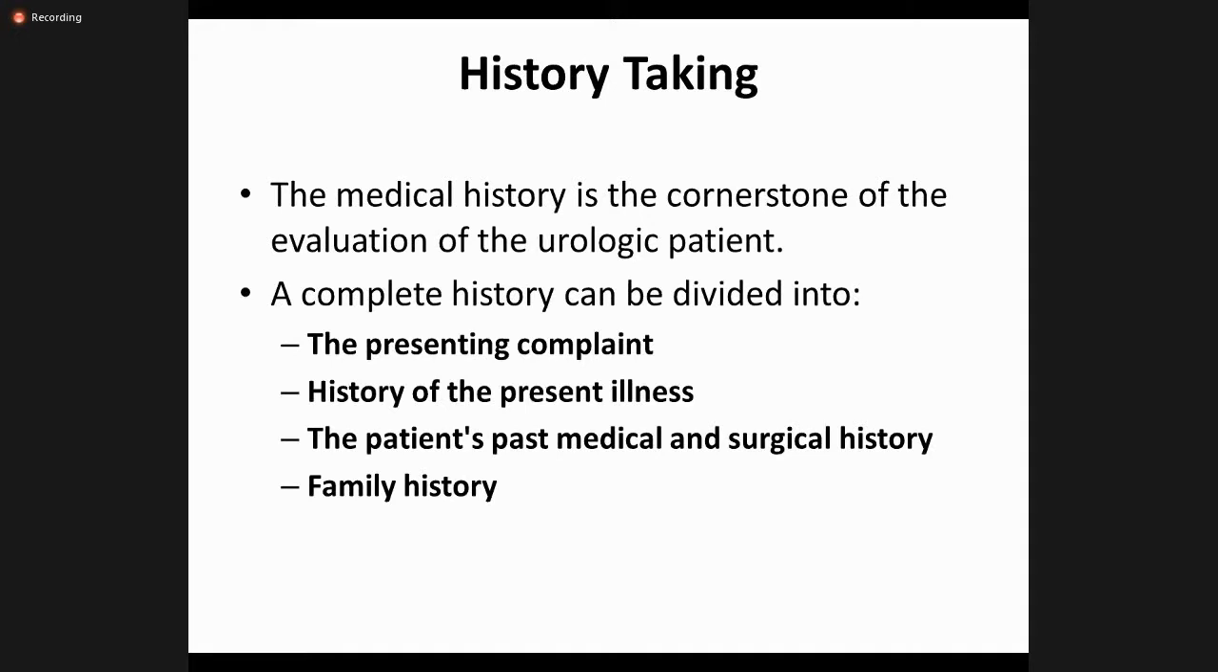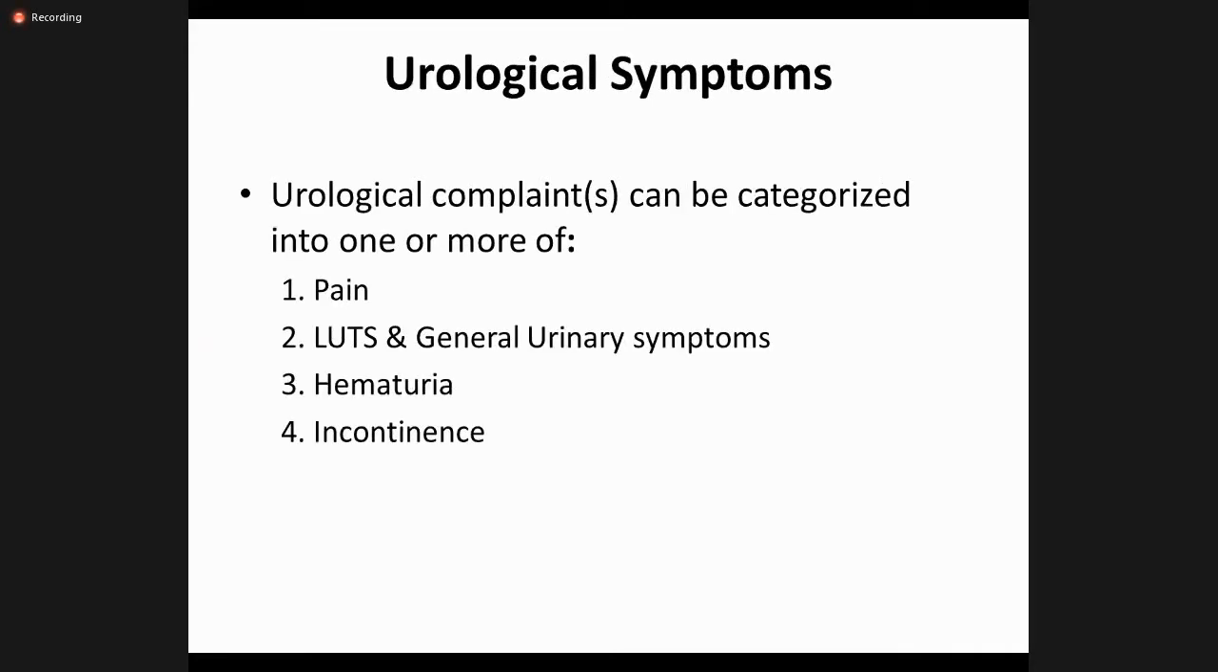A complete history can be divided into the presenting complaint, history of presenting complaint, patient's past medical and surgical history, family history, along with the examination of the patient. So first of all, regarding urology, we are specified to the urological symptoms, which can be categorized into one or more of the following: pain, lower urinary tract symptoms and general urinary symptoms, hematuria, and incontinence. These are the four complaints mainly due to which patients come to the urology OPD.